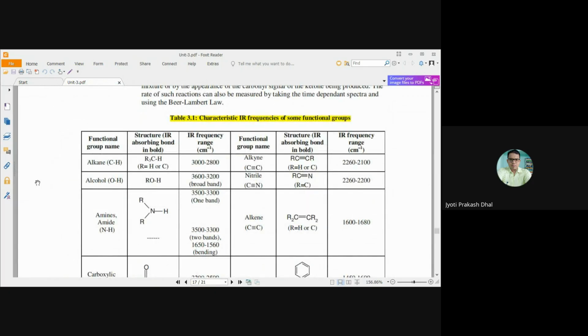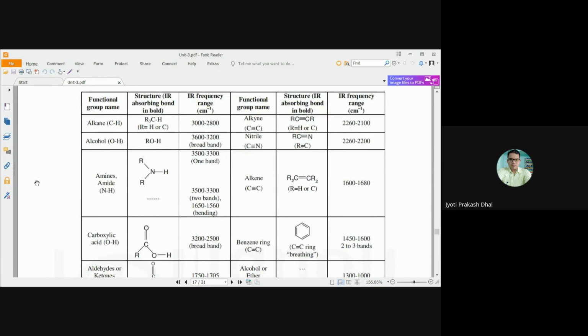So in this table, these are the characteristic IR frequencies of some functional groups. So first, here you can see if the functional group is alkane, that is only carbon hydrogen bonds are there. So in the structure, the IR absorbing bonds and the frequency range is 3000 to 2800.